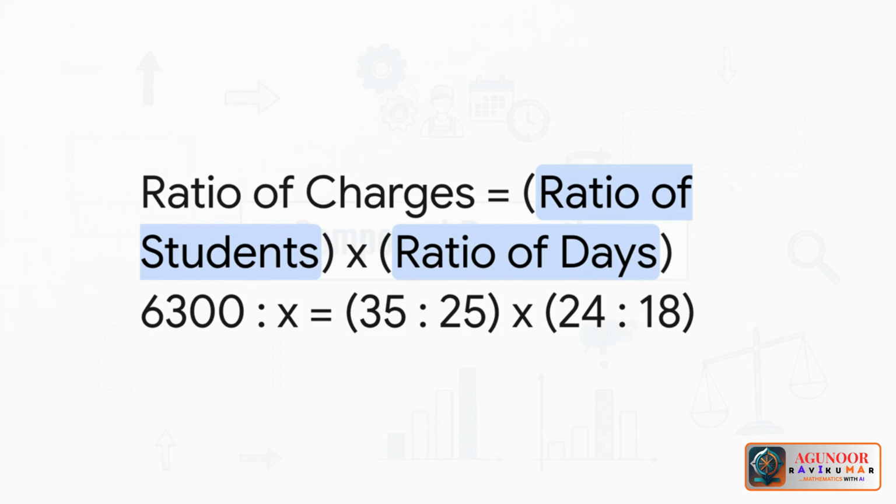Now we can combine steps 3 and 4 to build our equation. The ratio of the charges, which is 3,300 to x, is going to be equal to the product of the other two ratios. So we write the ratio of students as 35 to 25, and the ratio of days as 24 to 18. And since both relationships were direct, we don't need to flip or invert anything. From here, you just solve for x.